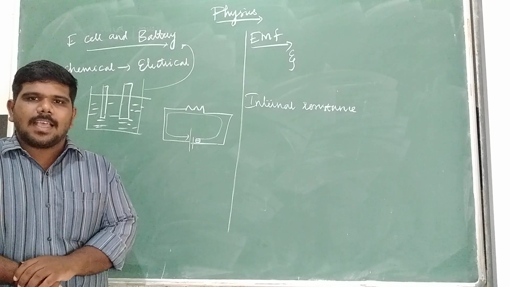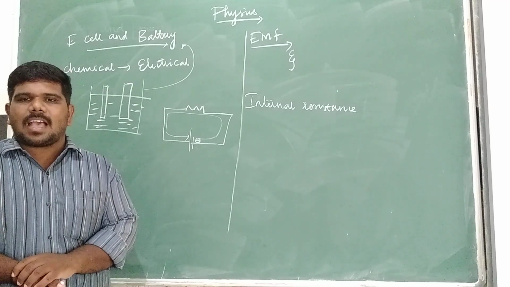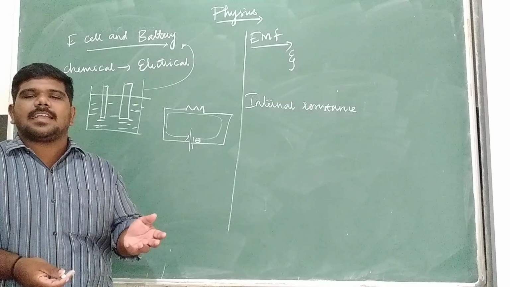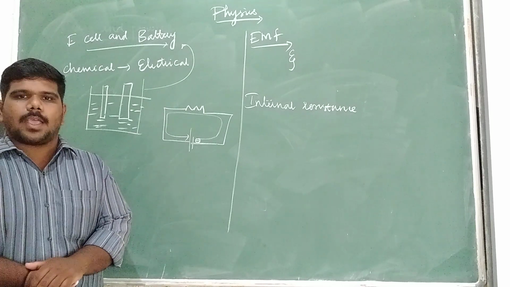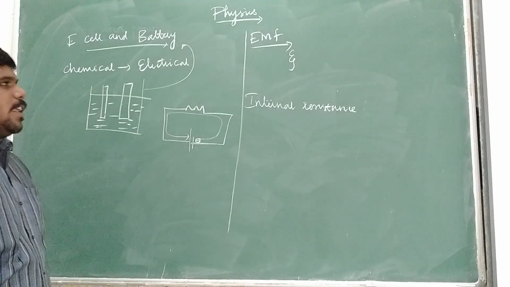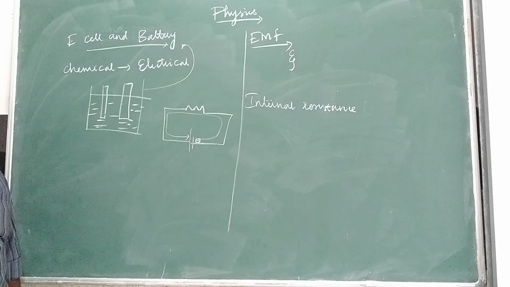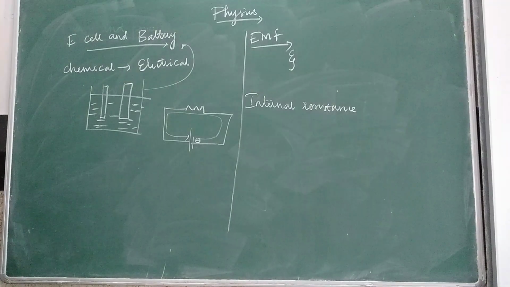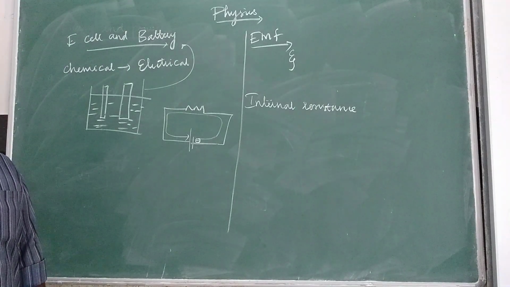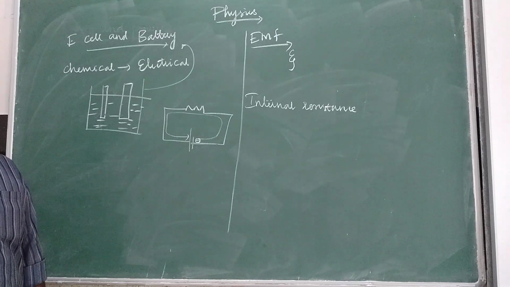Well, we know that a battery consists of electrodes and electrolyte solutions. There is also a resistance in the electrolyte, or a resistance to the flow of charges. That resistance is called the internal resistance.